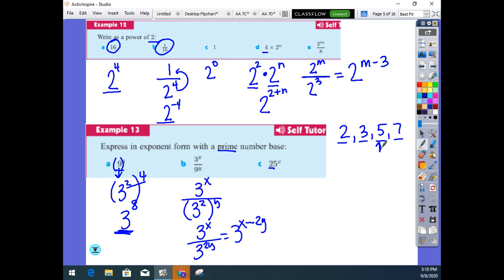25, I need to replace with a power of 5. 25 is 5 squared, keeping x as my outside exponent. Power to a power, multiply. So if you ever wonder if you finished the question, it says express in exponent form with a prime number base. Prime number, prime number, prime number.